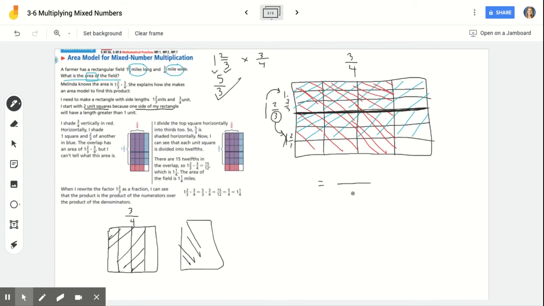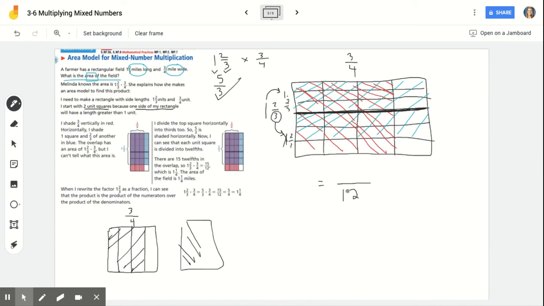Our denominator, let's work with that first. Our denominator is how many total pieces each whole was split up into. So you can either choose this whole or this whole. Let's just work with this top one, actually. Look at this top whole up here. How many total pieces are there? Go ahead and count. Did you count 12? I got 12. 1, 2, 3, 4, 5, 6, 7, 8, 9, 10, 11, 12.